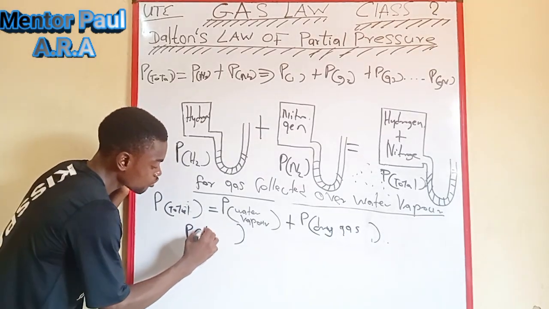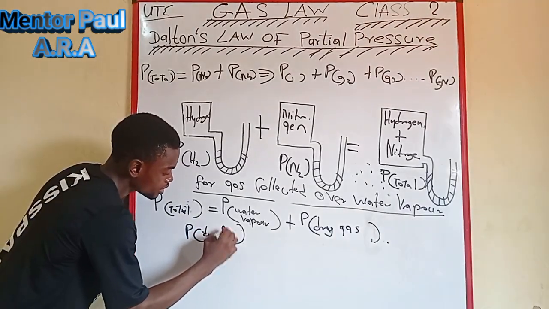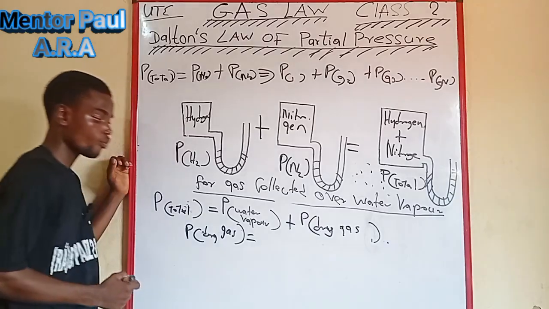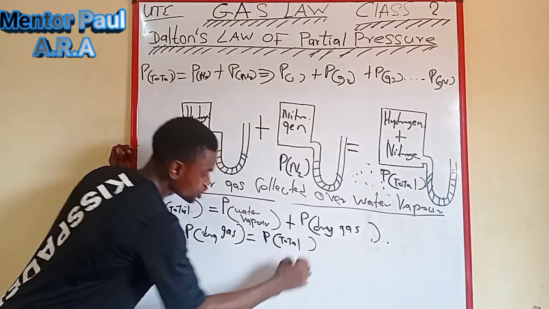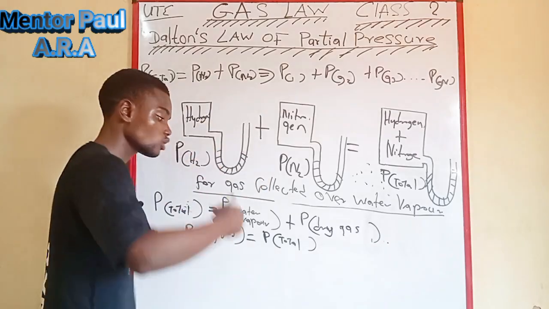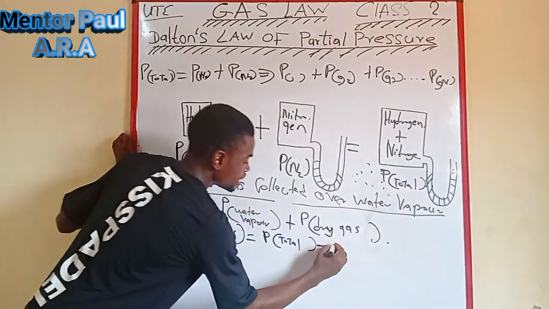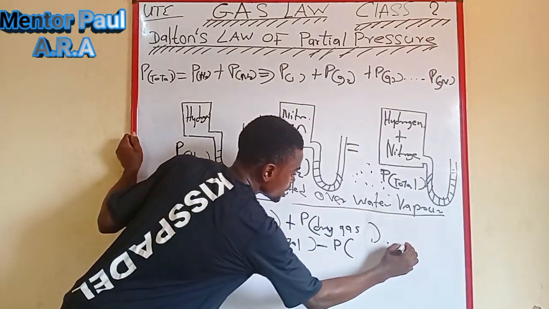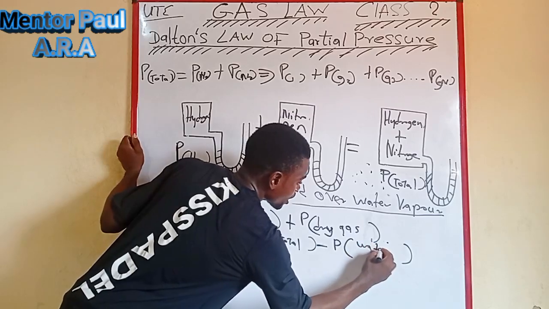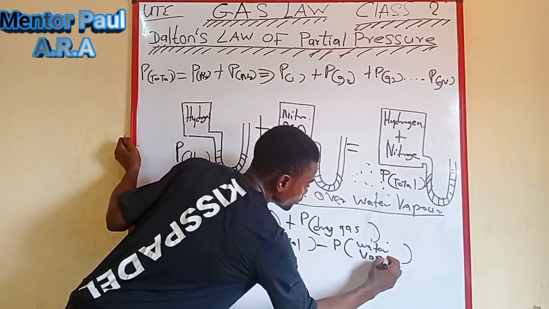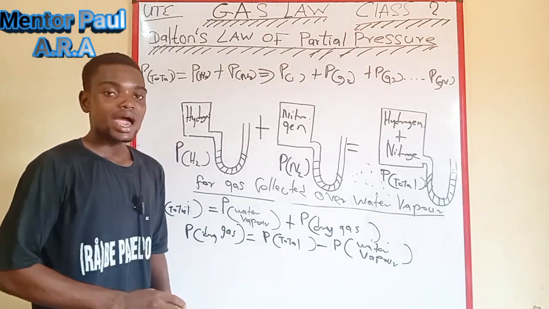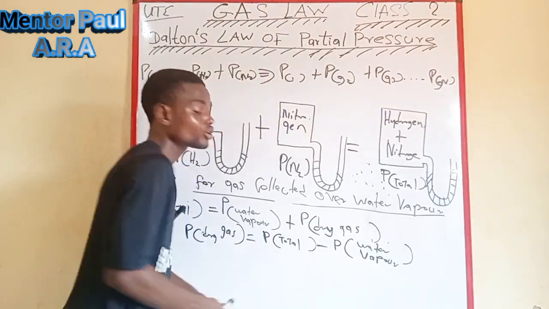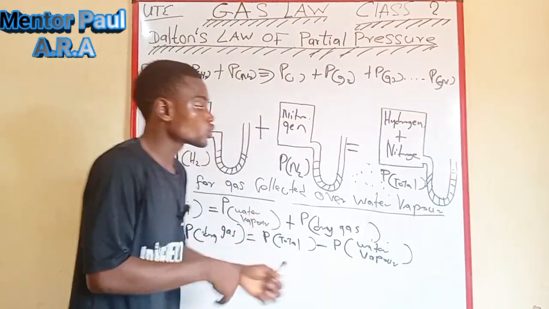I'm going to say P of dry gas equals the total pressure exerted by that gas you collected over water, minus the pressure of water vapor. The pressure of water vapor will now give you a dry gas, and you must do this so that you get that particular gas you want to collect over water.